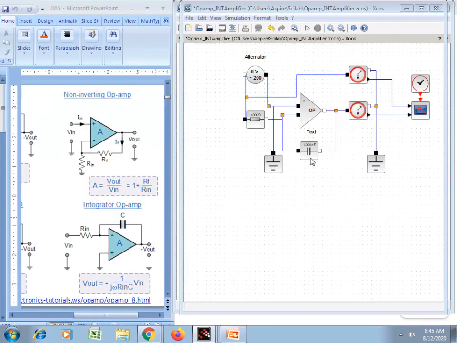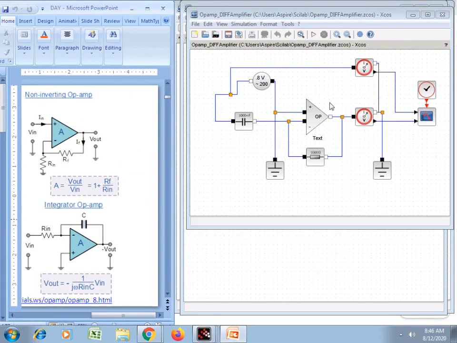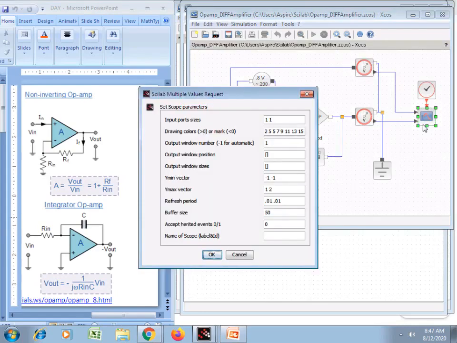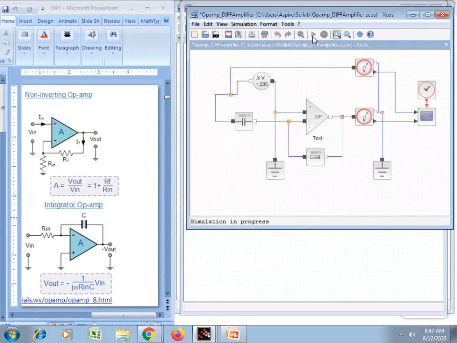You can set different values of this input resistor and this feedback capacitor. Also you can change the frequency of the input signal. Now this is the circuit for a differentiator using an operational amplifier. There is a small change in the differentiator. The positions of the capacitor and resistor are interchanged here. Same input I have used. The scope parameters I have also kept the same. Now I start the simulation.